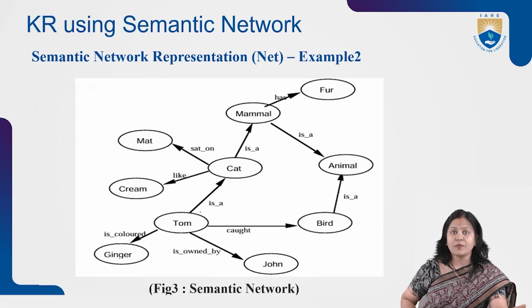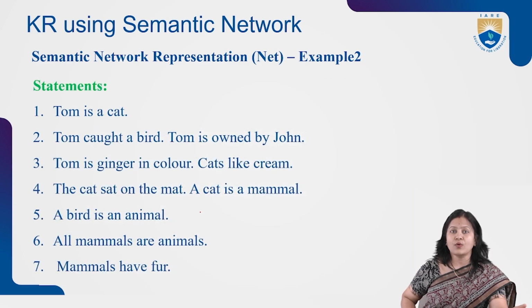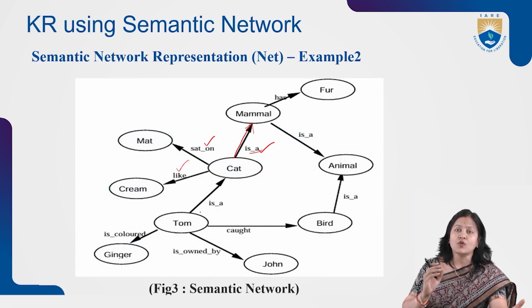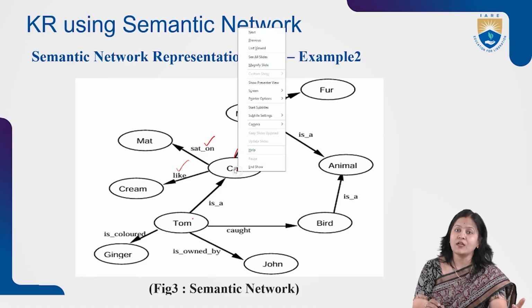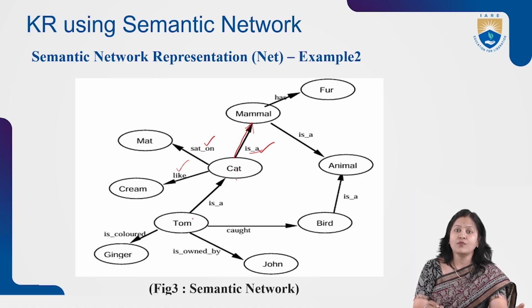Now if you see the example here, Tom is a cat. So Tom is a cat means what? Tom inherits all the properties of cats. That means Tom is the subclass and cat is the superclass. We have to think about how to put this arrow mark. So always the arrow mark should be from the subclass to the superclass. So here cat is the superclass and Tom is the subclass, right? Based on this, we have to put the arrow mark.